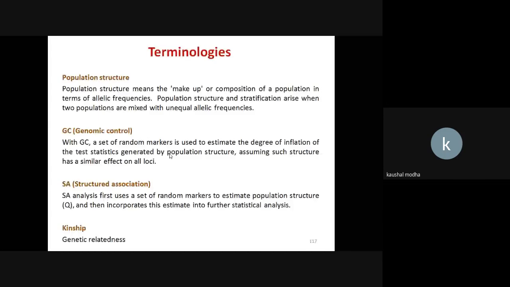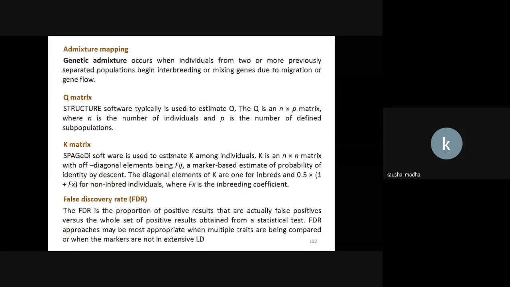Migration or admixture. As I already mentioned, migration or gene flow also creates false LD by introducing new alleles. So this Q matrix and K matrix, I will not go into detail, but these matrices are utilized to work out the population structure and genetic relationship. When we work out the K matrix, that is genetic relationship, there are two terminologies which are not mentioned here, IBD and IBS. IBD is identity by descent and IBS is identity by state.